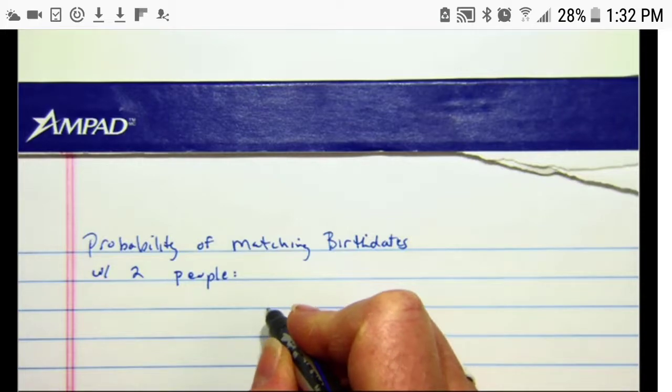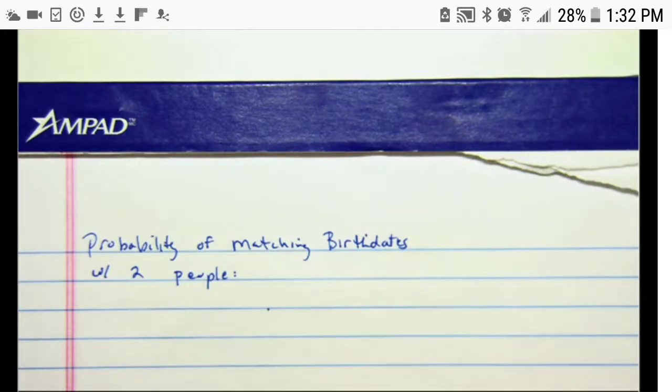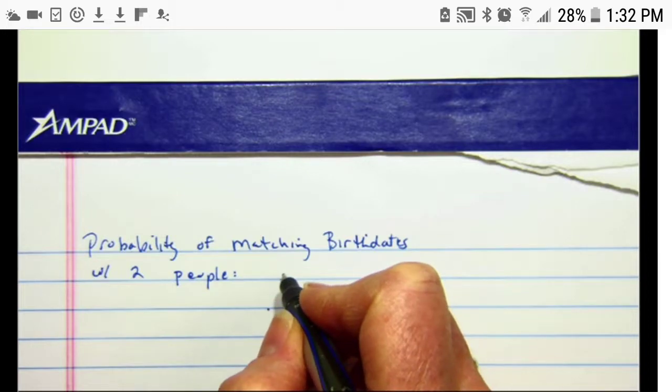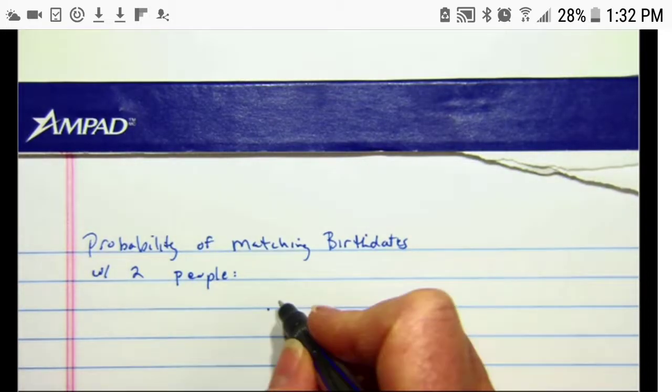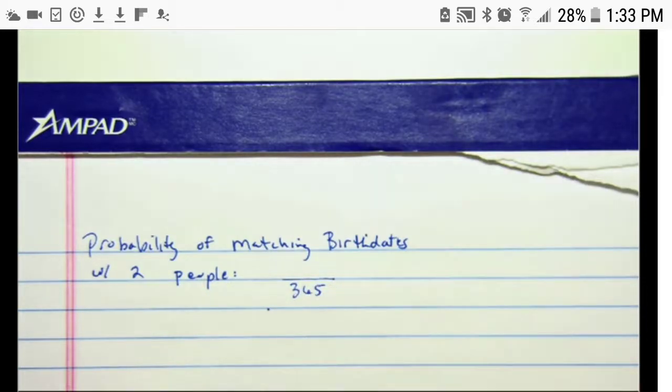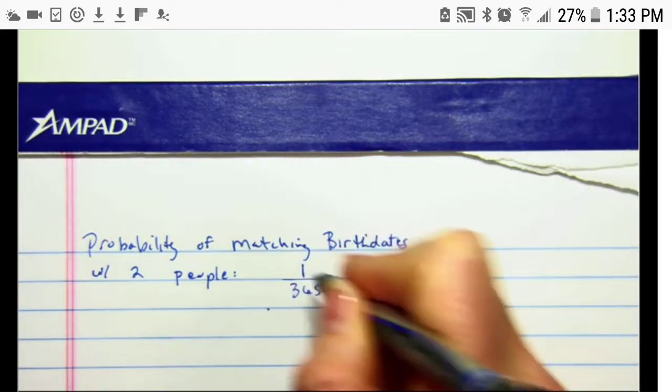I'll give you some time to think about it. So now we're just looking at 2 people. With 2 people, how likely is it that you have the same birthday as they do? Okay, well, there's 365 possible birth dates, so we put that in the bottom. And we're counting how many would have the same birthday as you. Well, there's just one of those days, right? So 1 out of 365.